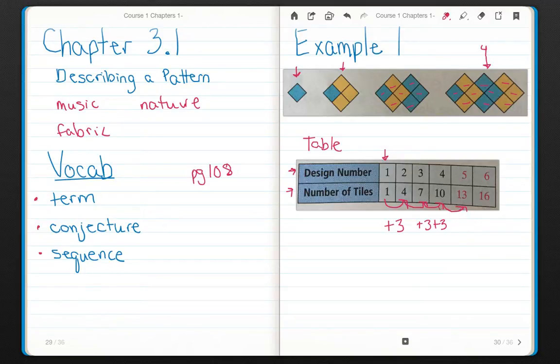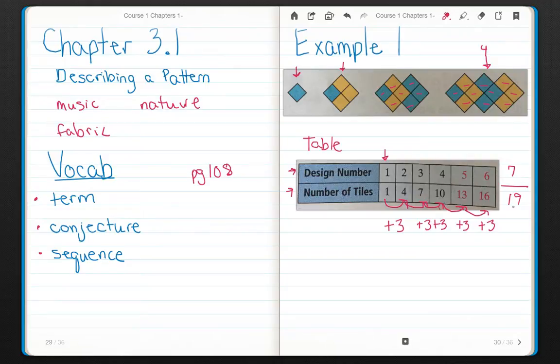So therefore I can make a conjecture or a guess based on my pattern that my number of tiles will increase by 3 each time. So if I wanted to find the 7th, how many tiles? I would add 16 plus 3. So my 7th design would have 19 tiles.